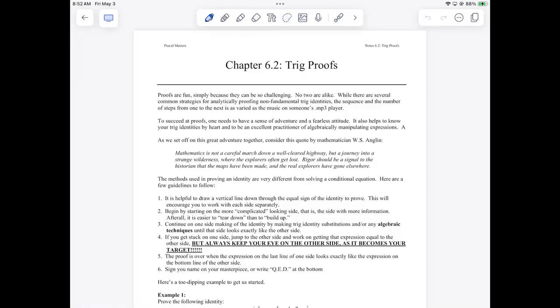6.2, we're finally at trig proofs. I wait all year long for this section, and now we're finally here.